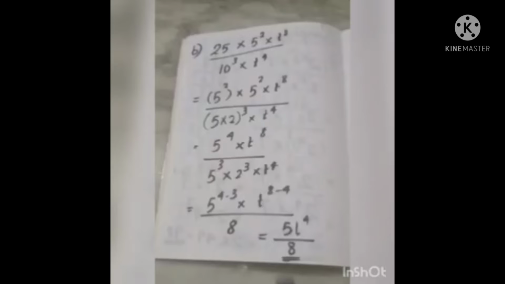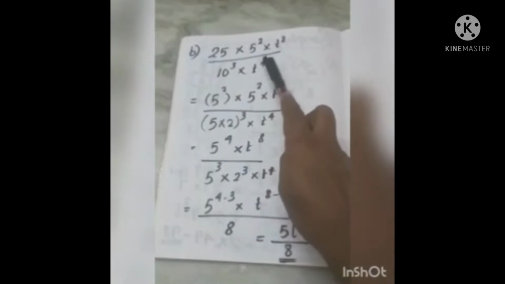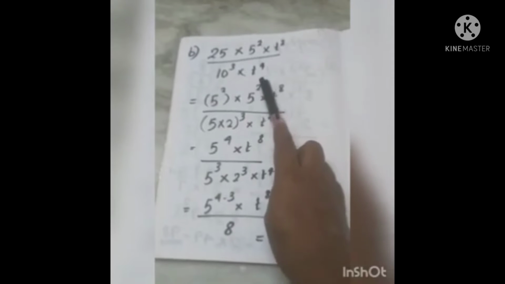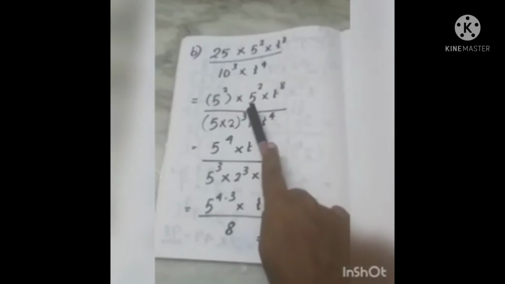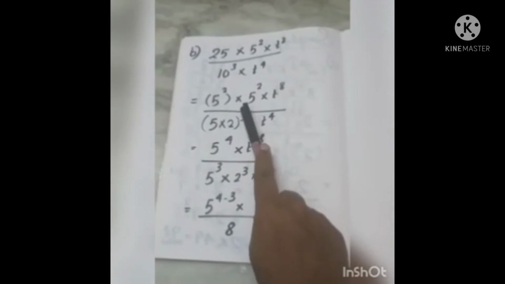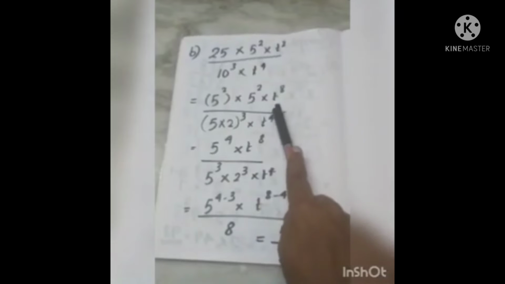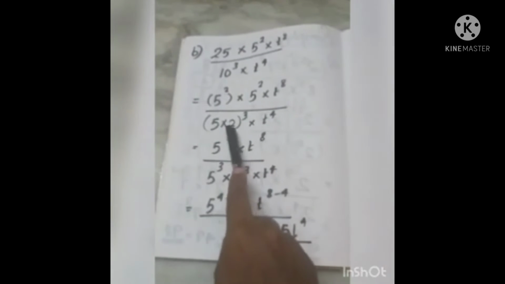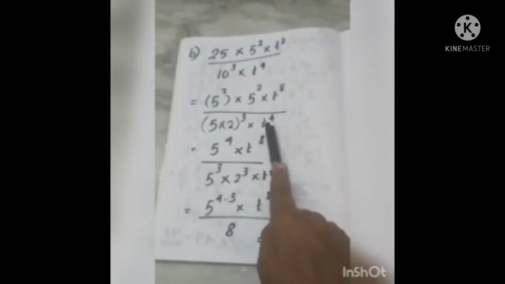For example, 25 into 5 square into t raised to 8 divided by 10 cube into t raised to 4. So first, 25 you can write as 5 into 5, that is 5 square, into again one more 5 square, into t raised to 8 I wrote the same. Then 10 cube: 10 you can write as 5 into 2. So 5 into 2, then the cube is there for that, isn't it? Then 10 raised to 4.